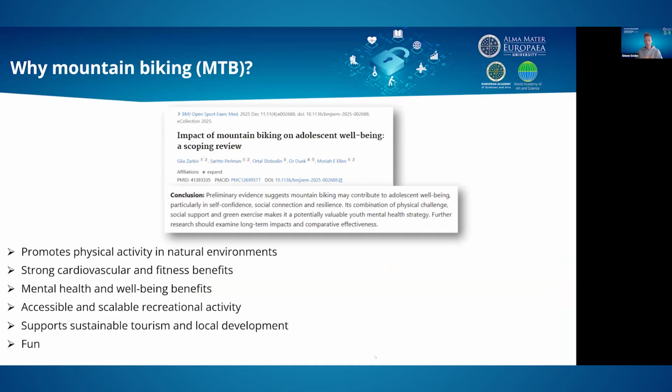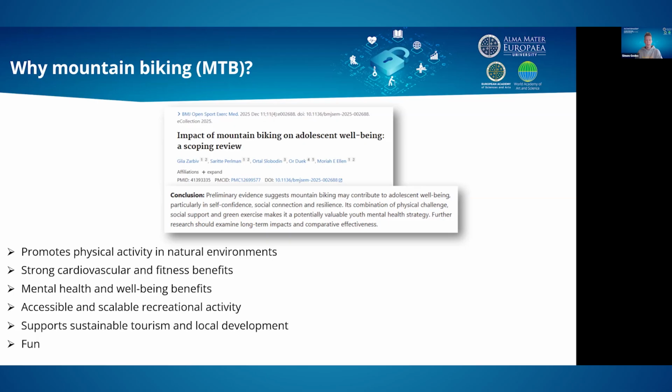Well, because it is mostly a grassroots sport and actually promotes physical activity in natural environments. But it also has strong cardiovascular and fitness benefits, mental health and well-being benefits, as many of the studies show. The conclusion, for example, that one of the scoping reviews had is evidence suggests mountain biking may contribute to adolescent well-being, particularly in self-confidence, social connections, and resilience.